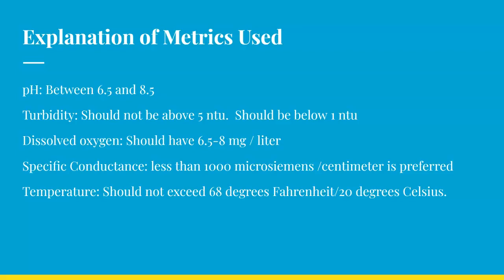And the temperature should not exceed 68 degrees. We need a low temperature. Many fish can't survive at higher temperatures, and the mortality rate is higher at higher temperatures. So it needs to be below that 68 degrees. Also, when water temperature increases, that is where bacteria and algae can proliferate.